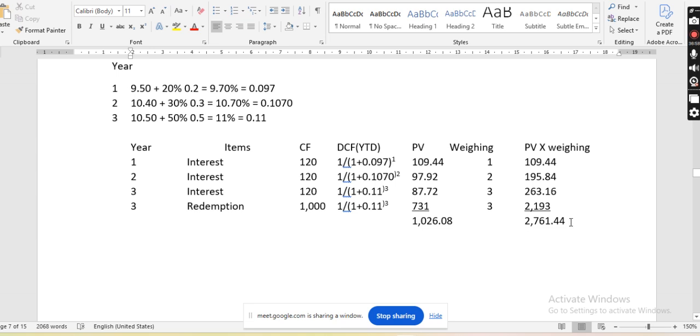All right. So duration of a bond. I'll just multiply. This is the figure: 2761.44 divided by 1026.08. So what do we have here? Quickly, what is the duration? 2.7. 2 years and 7 months, right? Okay. From the question, what next do we have? I think we are done with the duration of a bond.